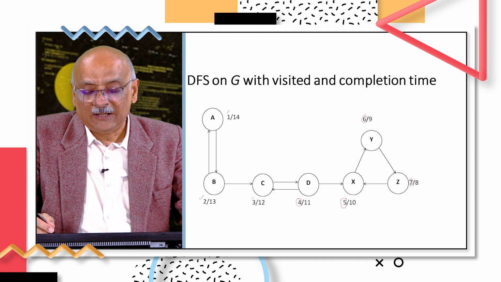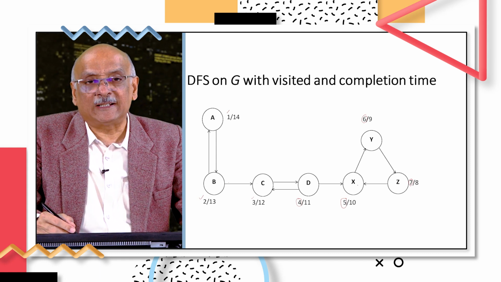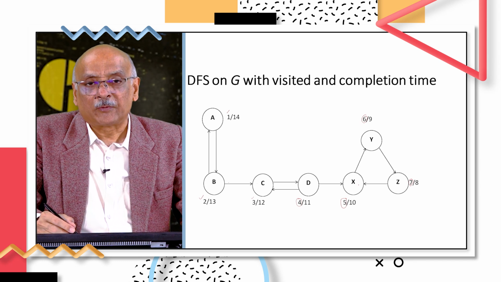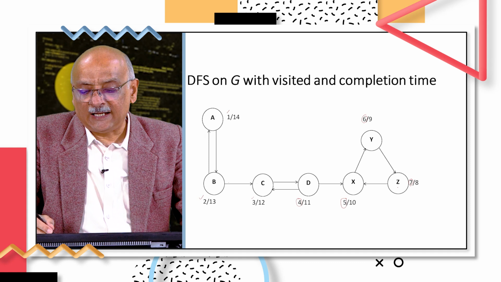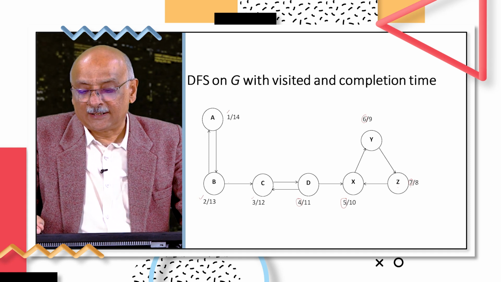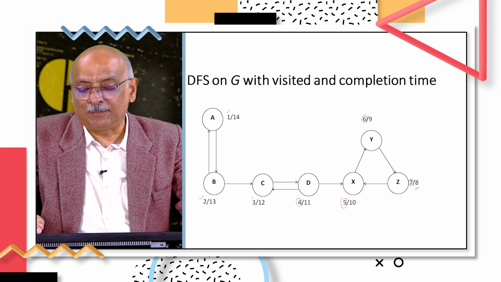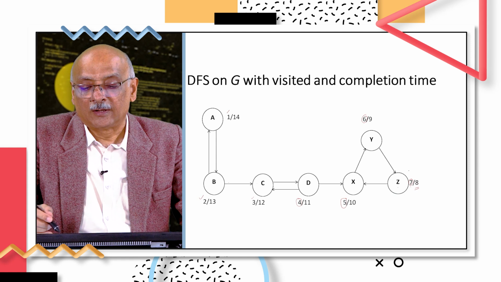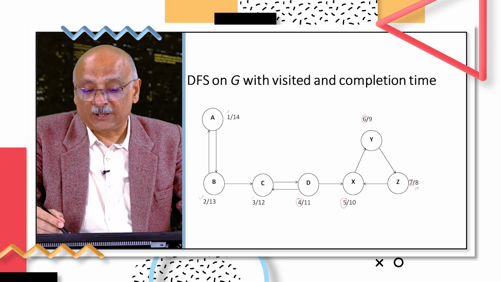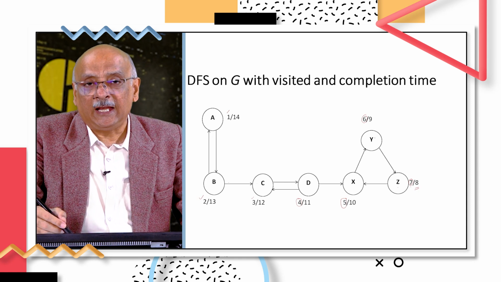Now from Z, we see there is just one link out and X has already been visited. So X has already been visited, therefore Z has nothing else to do. So it got completed, and that is where we mark the completion time. So Z got completed at time 8, and Y got completed at time 9, because after you have visited Z, you reverse back to Y.